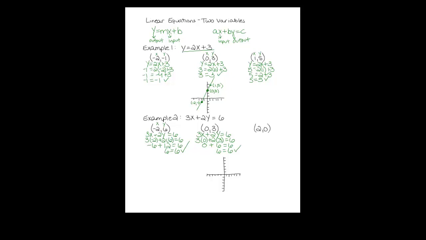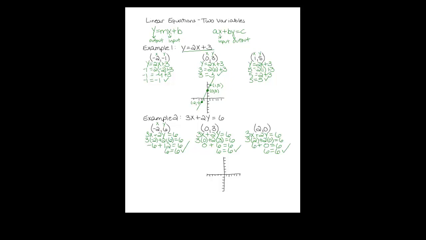For this last one here, we have the ordered pair 2, 0. So copying down the equation, 3x plus 2y equals 6. So 3 times, replacing the x with 2, plus 2 times, replacing the y with 0, equals 6. 3 times 2 is 6, plus 2 times 0 is 0, equals 6. So again, we have 6 is equal to 6, and it checks.